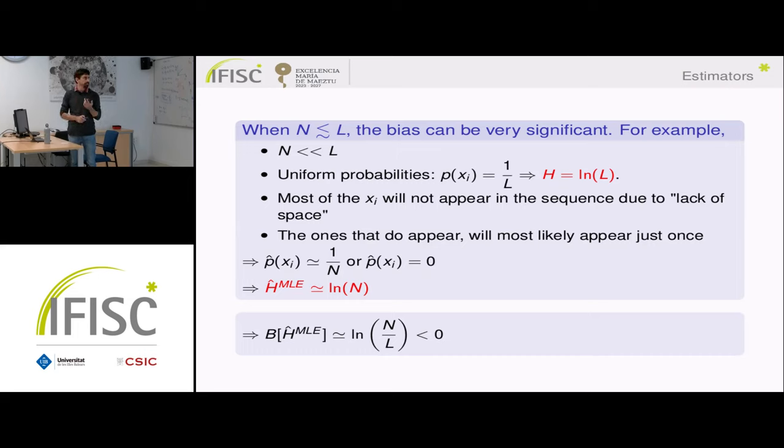So the estimated probabilities would be approximately 1/n, or 0 if the element is not present in the sequence. Using the formula for the entropy estimator, this would give us a value of the logarithm of n. So the bias in this case would be the logarithm of n divided by L, which is negative. In this regime, it can tend to minus infinity. So the bias can be huge.